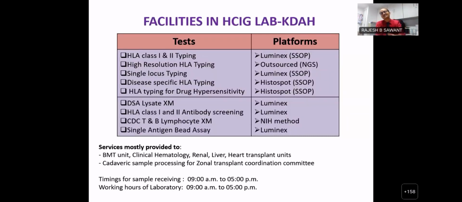Before I finish, just a practical aspect: for setting up an HLA laboratory, you will need a good space of about say 200 to 250 square feet, and you need to separate your areas, because pre-amplification and post-amplification should be separate, and there can't be any passing from post to pre, and contamination has to be avoided. A very good environmental surveillance is required, right? This is just a list of the tests that we offer at our HLA laboratory at KDAH. And apart from the service provided to the bone marrow transplant patients and the renal transplant patients, etc., there is also a specific role played for cadaveric transplant.